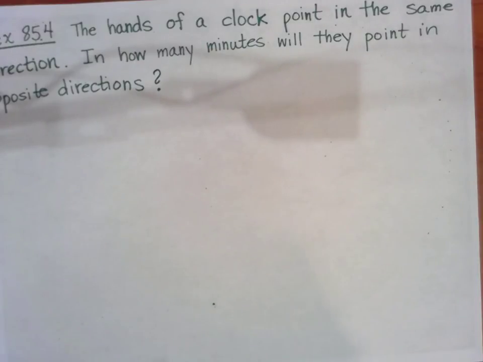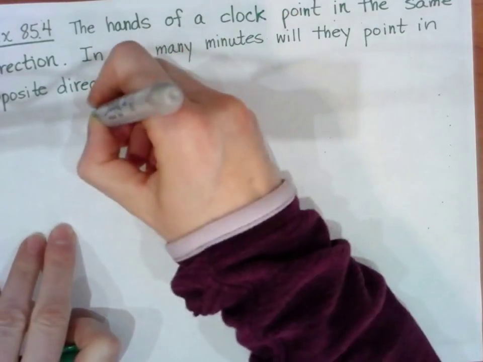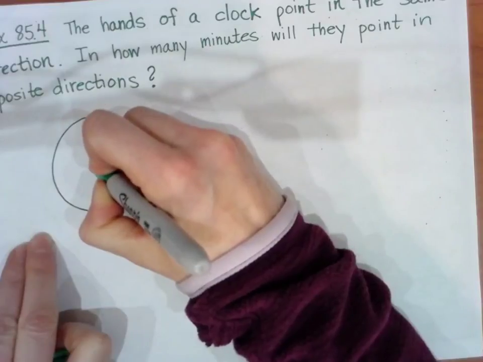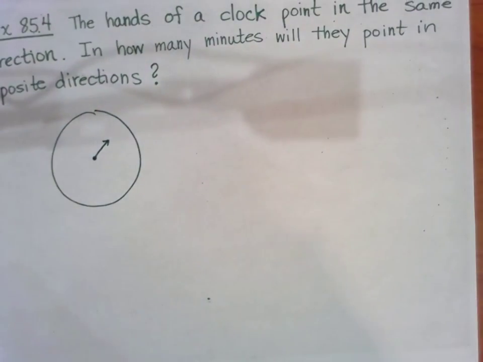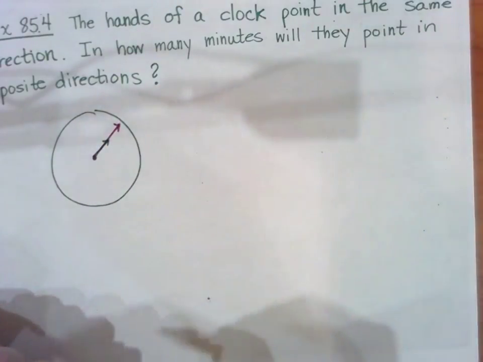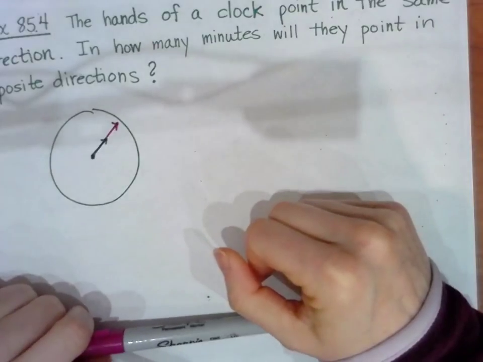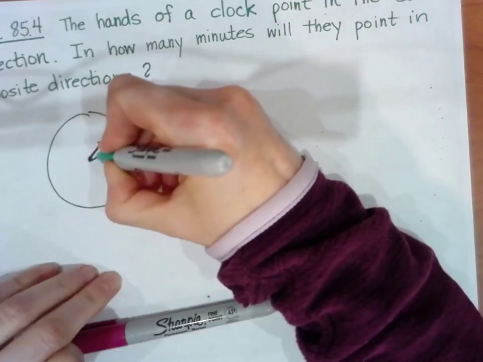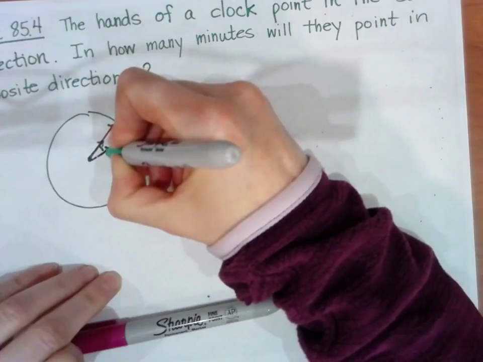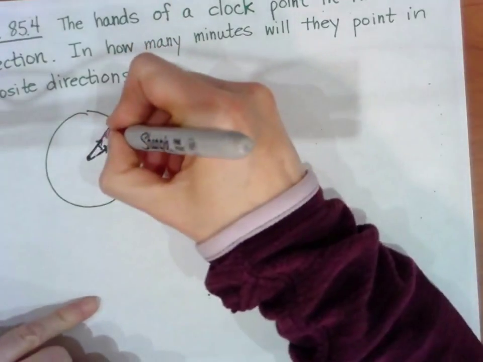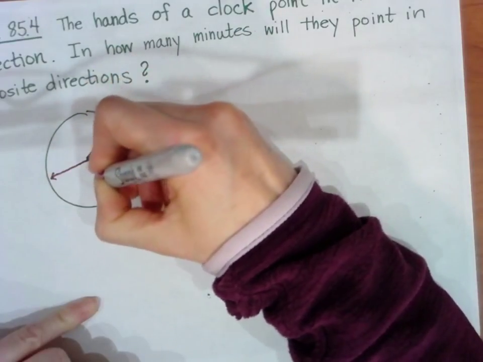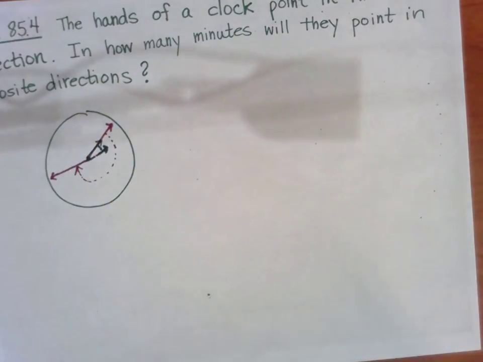Okay, the hands of a clock point in the same direction. So let's just say they're starting here. Here's our hour hand, here's our minute hand, and they're pointing in exactly the same direction. And how many minutes will it be until they point in opposite directions? So some time is going to go by, and our hour hand will have moved a little bit. And we want our minute hand, which is moving much faster, to be opposite it. So it's going to move all the way over here. So this is the kind of situation we're looking at.